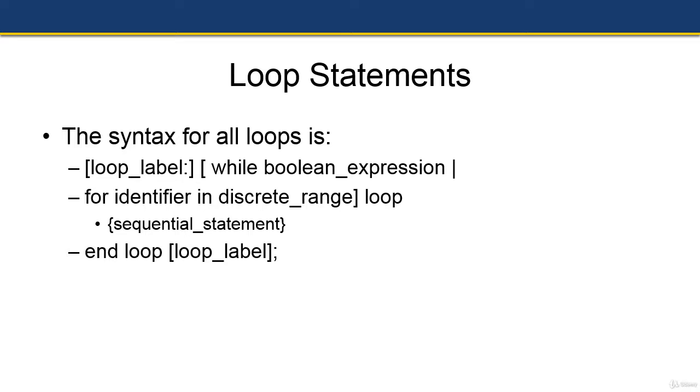Now, the identifier in the for loop doesn't have to be defined previously as any sort of data type. It's taken basically to be a universal integer.